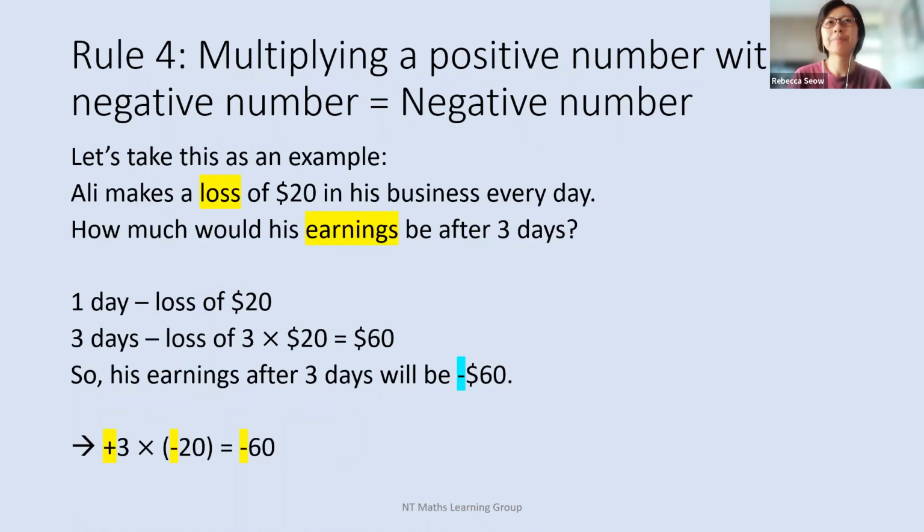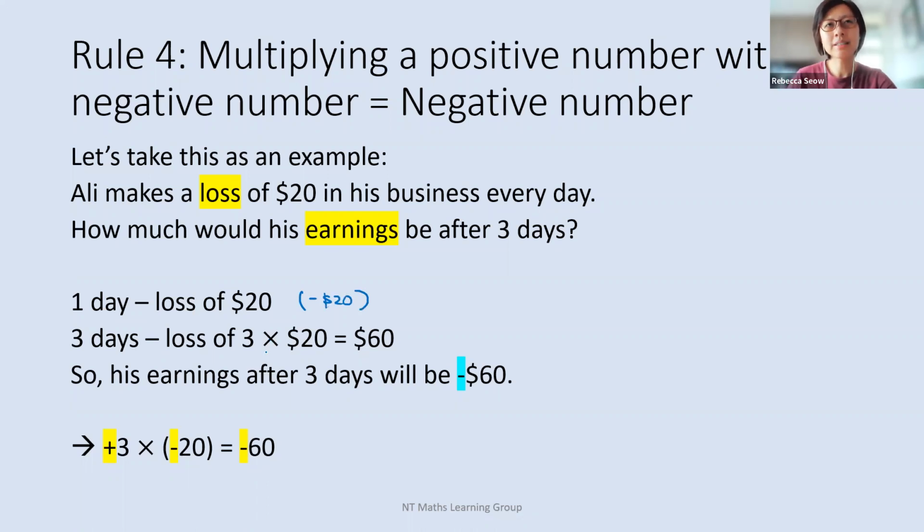Rule number 4. Multiplying a positive number with a negative number actually ends up with a negative number. So let us take a look at an example. Ali makes a loss of $20 in his business every day. So how much would his earnings be after 3 days? So in 1 day, he makes a loss of $20. It's as good as saying -$20, right?